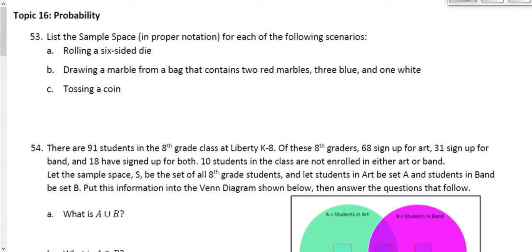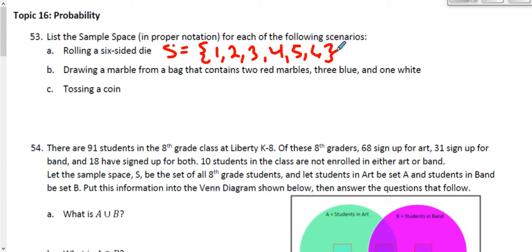Our first step is to list the sample space for some scenarios. Remember, the sample space is just a list of possible outcomes. It says to use proper notation. The notation is S equals, and then the curvy brackets. And we're going to make a list of all the possible outcomes we could get. If I roll a 6-sided die, I could get numbers anywhere from 1 to 6. So I'm going to go ahead and list those numbers. I could get a 1, a 2, a 3, a 4, a 5, or a 6.